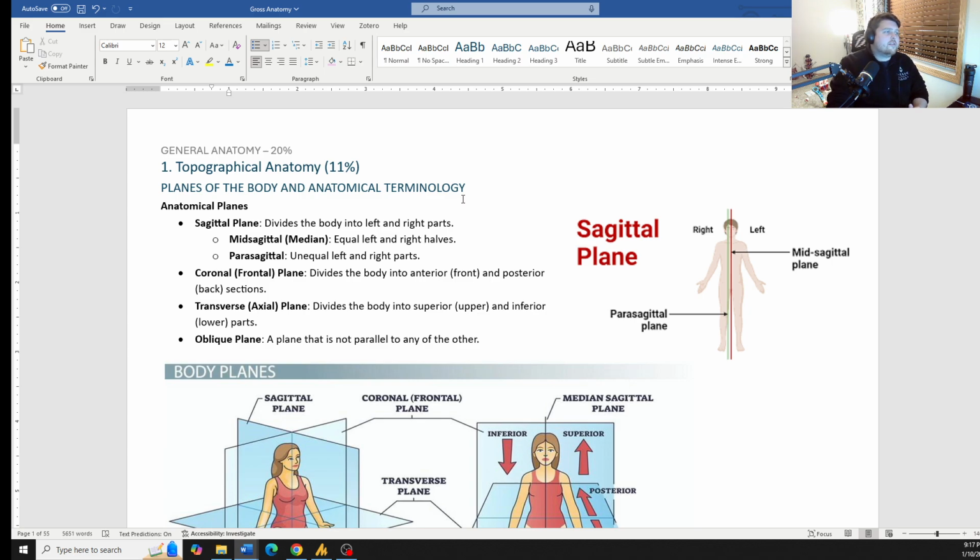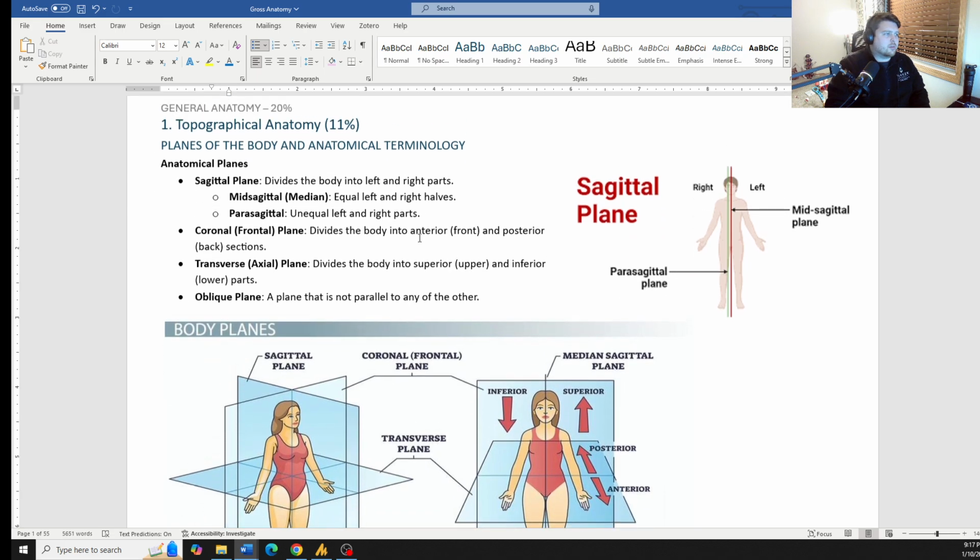So for today, we're going to jump into this chunk. We're going to look at the topographical anatomy. When we talk about topographical anatomy, this is referring to a lot of the general structures, the way things are put together, and some of the more landmarky type stuff. We're going to start with the planes of the body and the anatomical terminology.